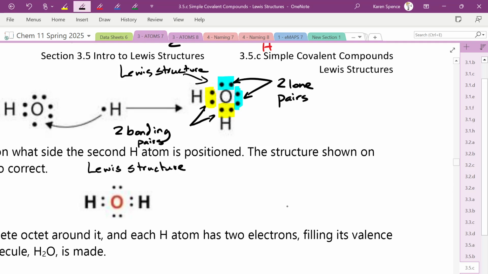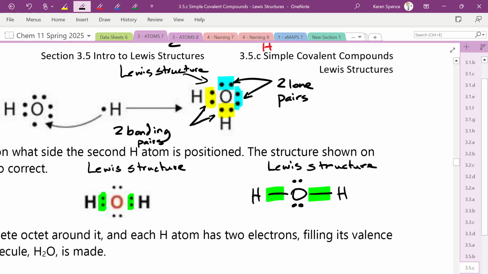And could you draw the line structure? The Lewis structure with lines instead of dots for bonds. We would simply replace the bonding pair with a line. Okay, that is also the Lewis structure. Any of those forms are good. They're all Lewis structures. Yes? Okay. And we could do it this way too.